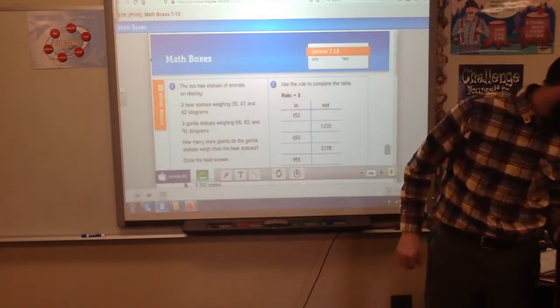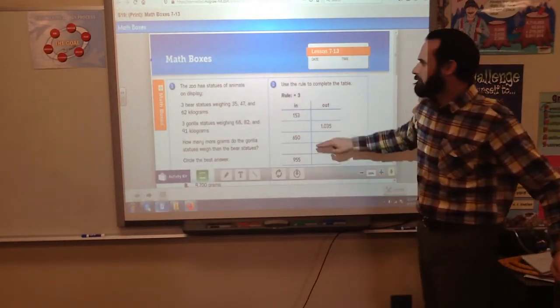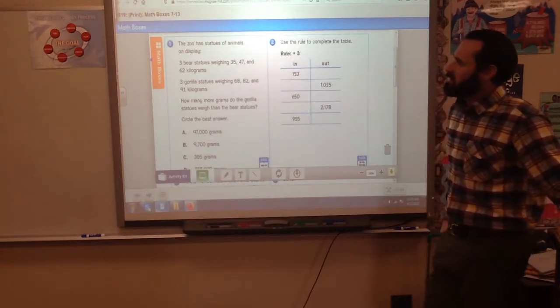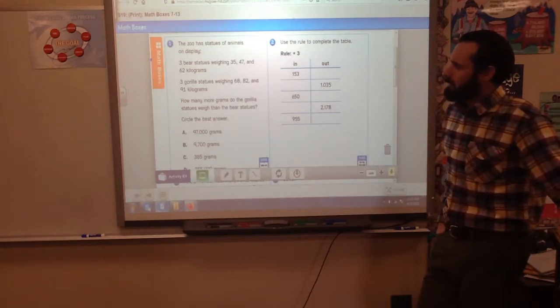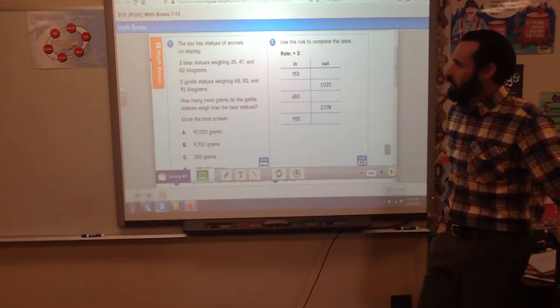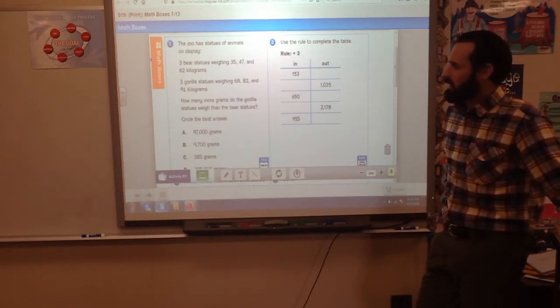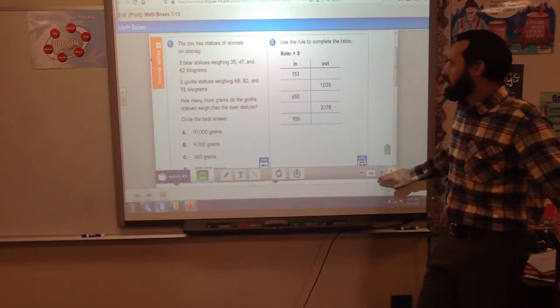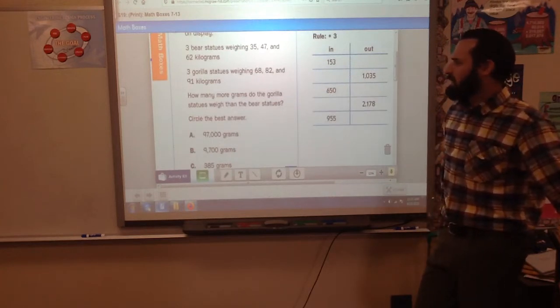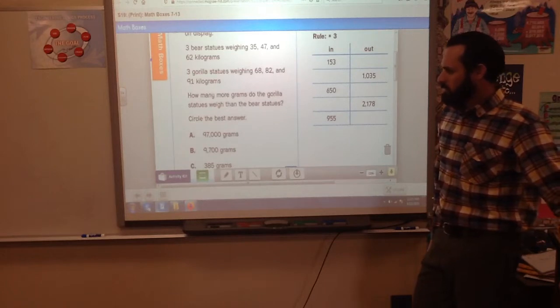So your math boxes are on page 268. Number 1 states, the zoo has statues of animals on display. 3 bear statues weighing 35, 47, and 62 kilograms, and 3 gorilla statues weighing 68, 82, and 91 kilograms. How many more grams do the gorilla statues weigh than the bear statues?